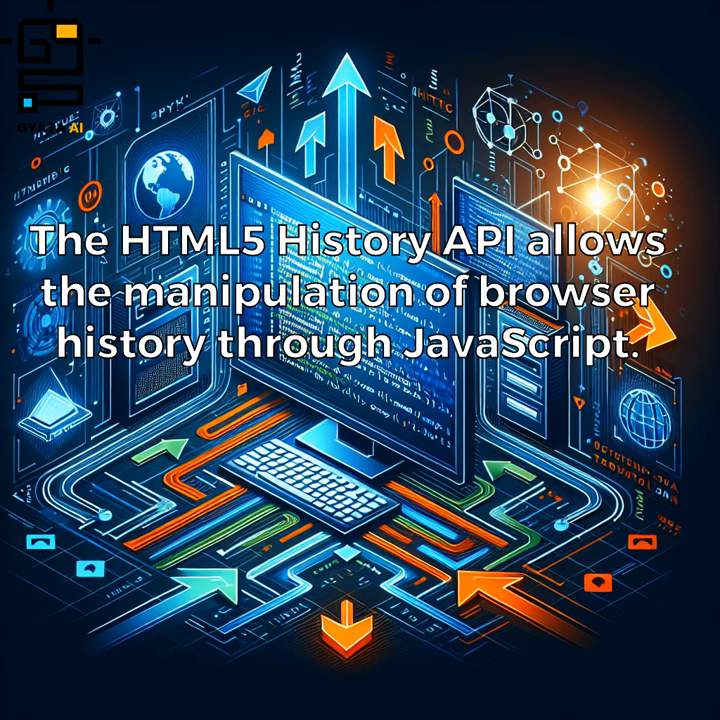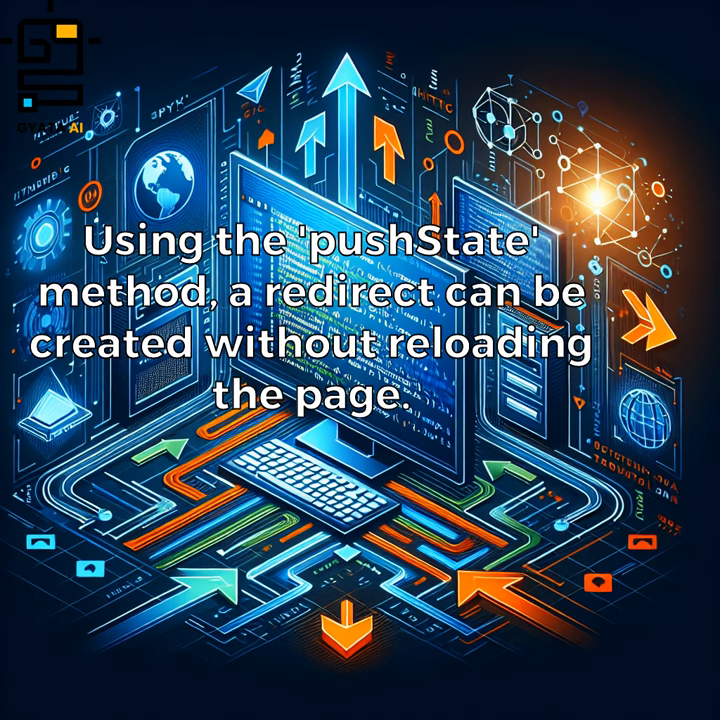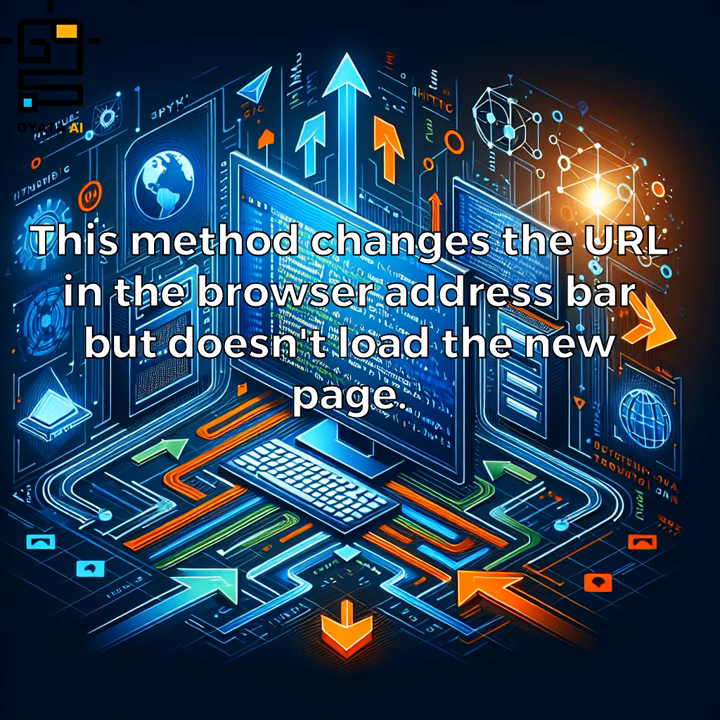History API. The HTML5 History API allows the manipulation of browser history through JavaScript. Using the pushState method, a redirect can be created without reloading the page. This method changes the URL in the browser address bar but doesn't load the new page.